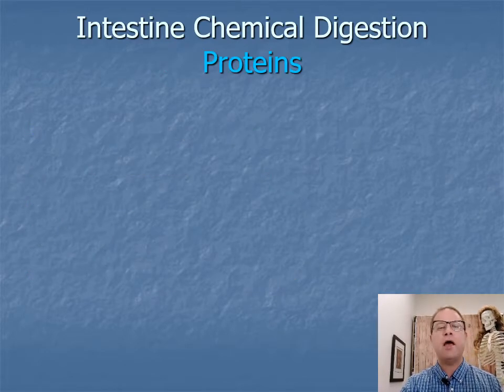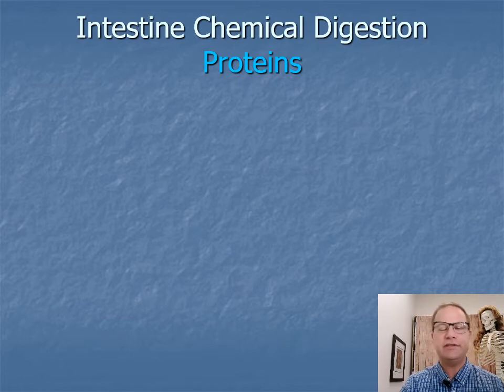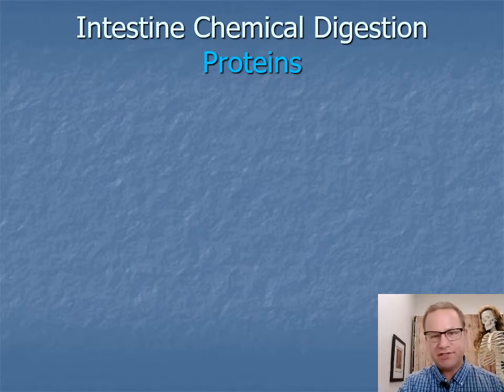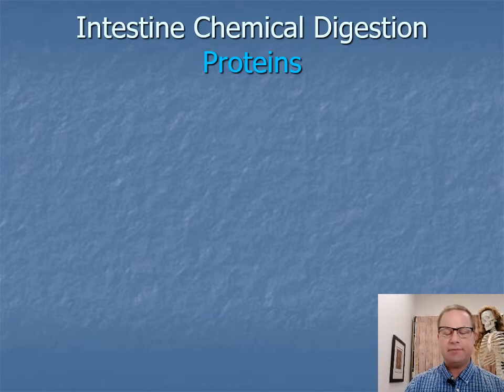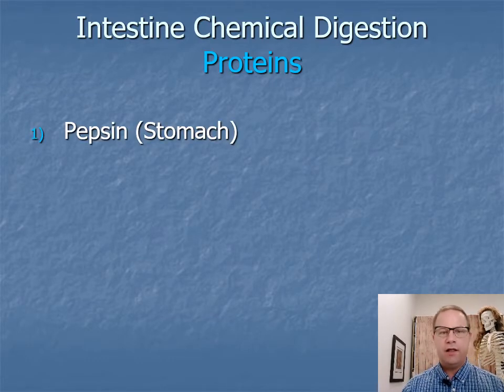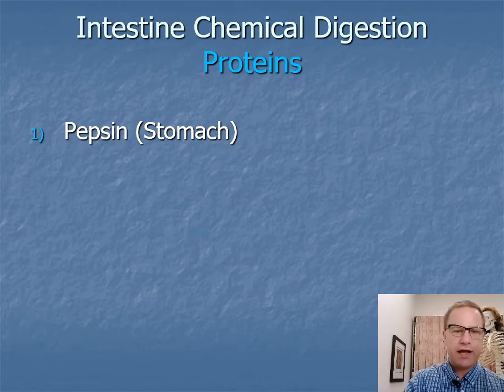We also have protein digestion continuing to go on here in the small intestine. Remember, where did protein digestion start? Well, it started in the stomach under the direction of pepsin. But now we need a different enzyme to digest proteins here since the pH has changed. Okay, so pepsin in the stomach is no longer active.